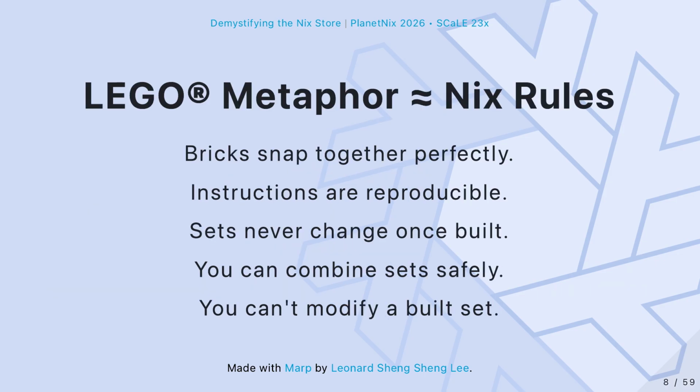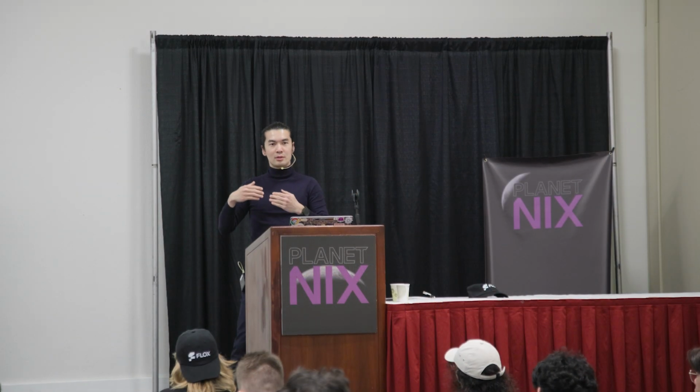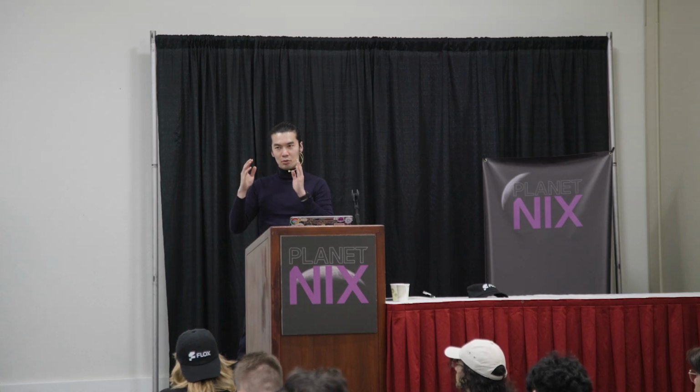So in Lego, you can snap bricks together perfectly, and with the instructions, as long as you have the same bricks, you should be able to build the same model exactly the same way. And once you build it, usually adult fans would put it on display, nicely in the cupboard with LED lamps, and you can always combine sets safely. And usually we don't modify the built set when we put it on display. The same rules apply when we work with Nix; we would have this same concept in mind.